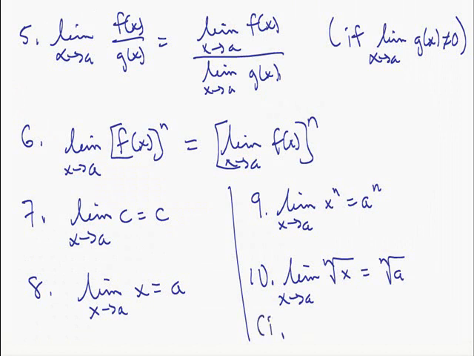However, as the book points out, if n is even in this 10th rule, then we assume that a is positive, because the function itself, the nth root of x, if n is even, is not defined for values that are 0 or negative. So that means that the a value has to be positive, so that we can come at it from both sides, the left and the right.